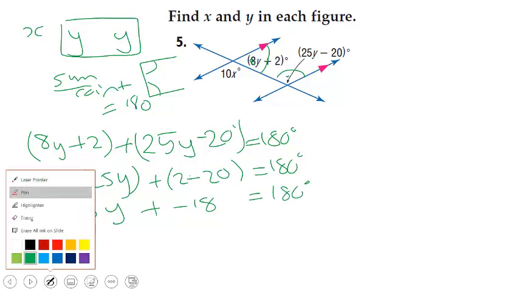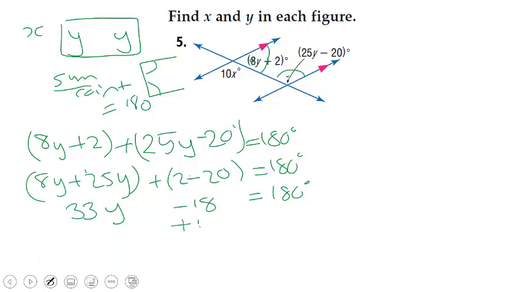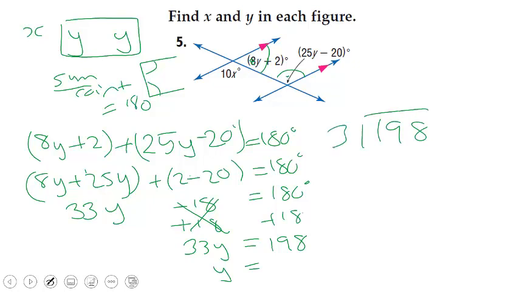So I'm going to add 18 and add 18 because I want to get rid of that. So 33y is equal to 198. Now to get y, I need to do division. So I'm going to say 198 divided by 33. Okay, this might be a little bit hard. Let's do times tables. 33 plus 33 is 66, then 99.